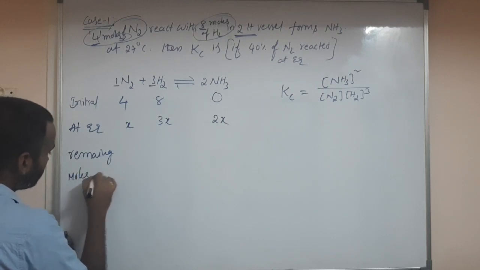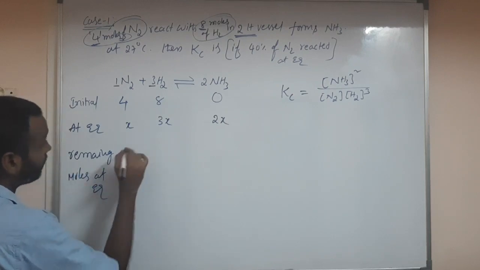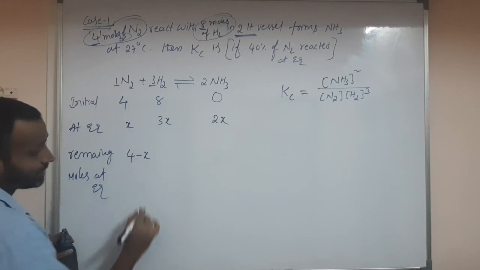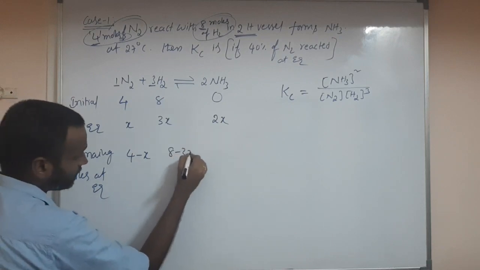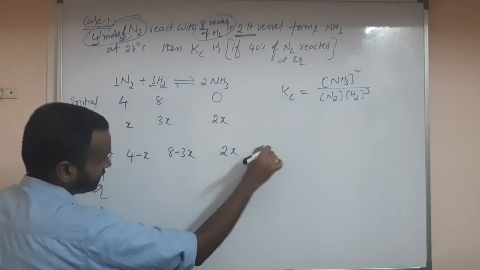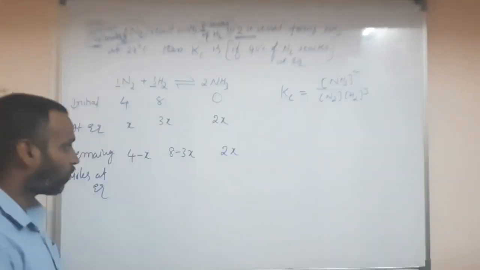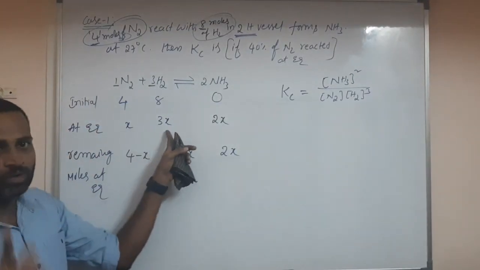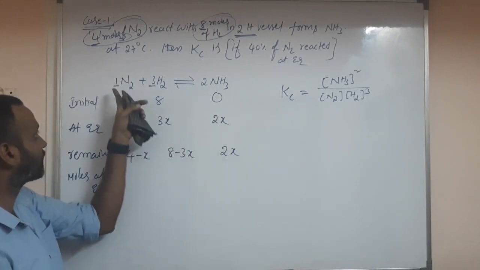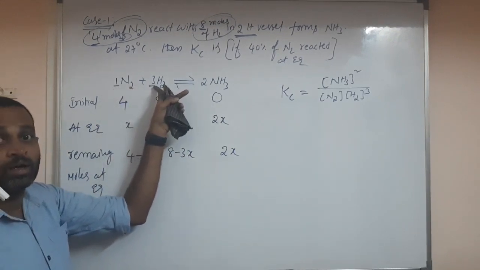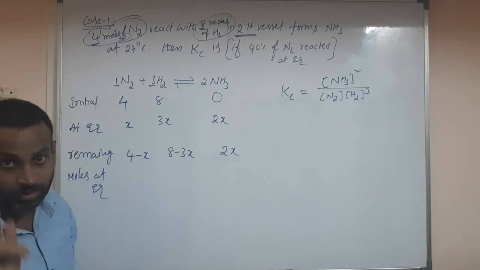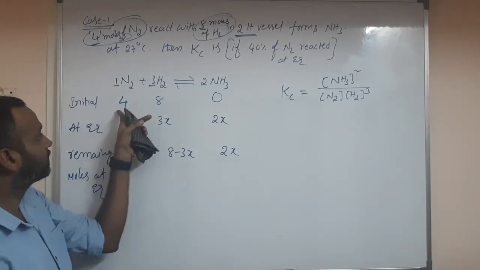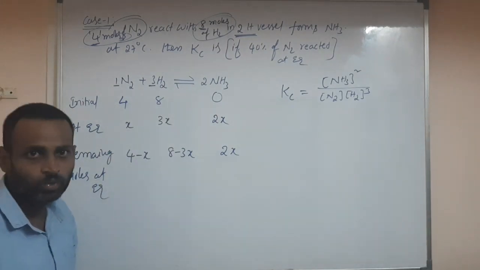Remaining moles at equilibrium, how many? 4 minus x, 8 minus 3x, 2x. What did I do? Anything wrong? Sir, a reaction always happens based on the number of moles in the correct balanced equation. That is important. But here they gave 4 and 8. What can I do? They gave excess.